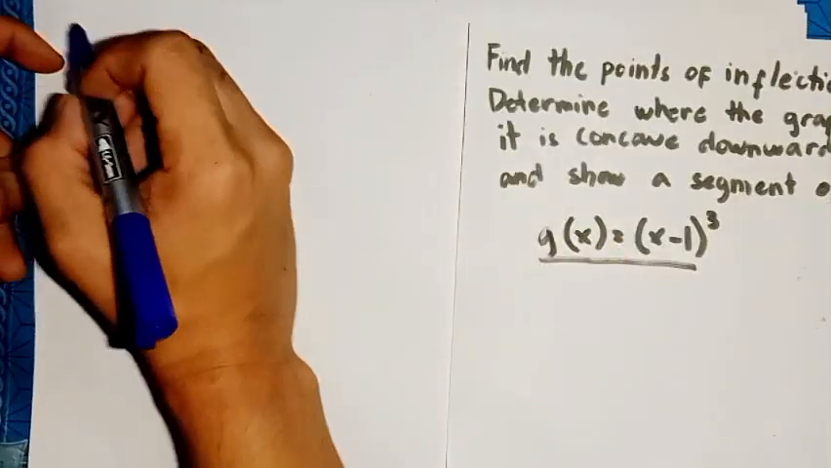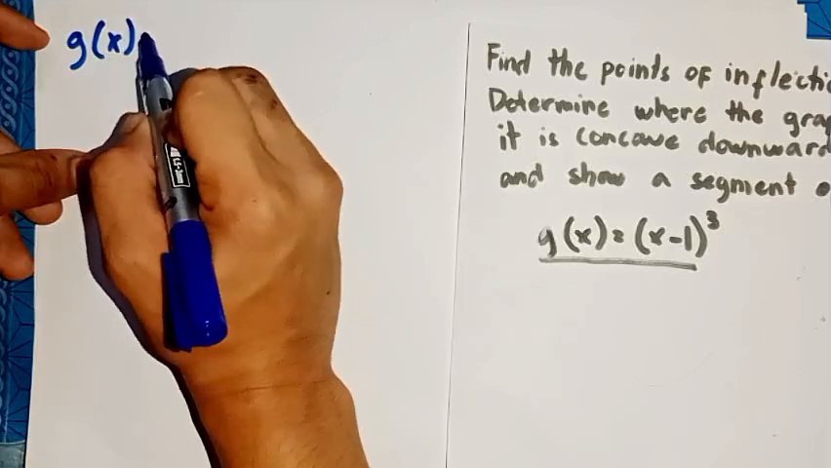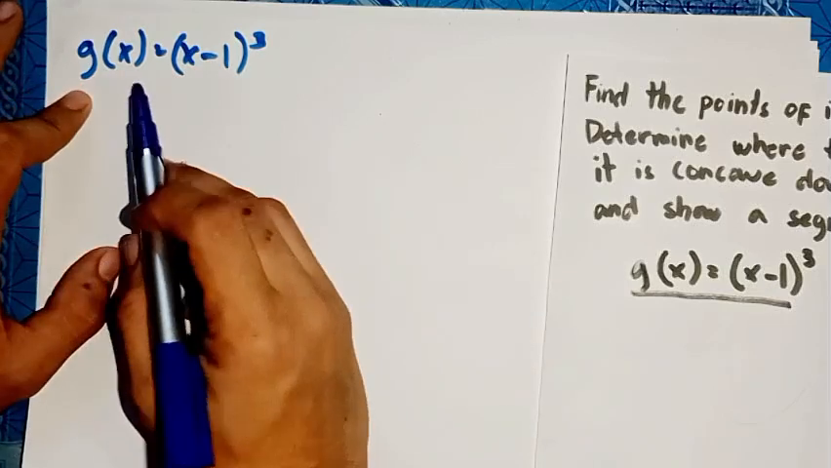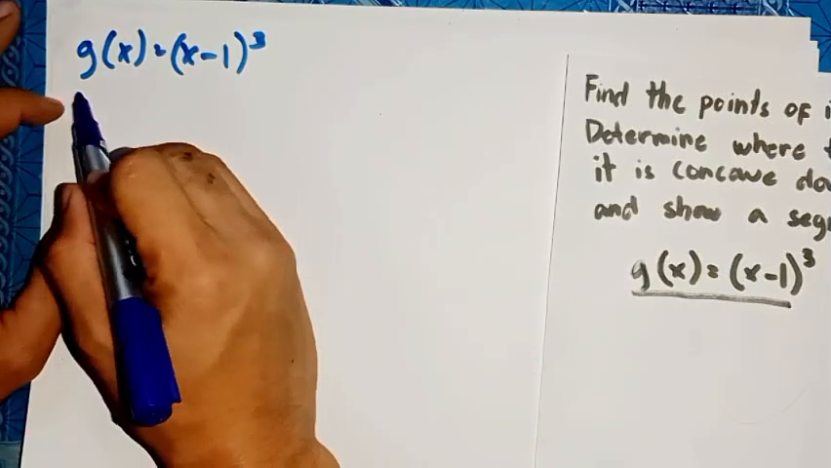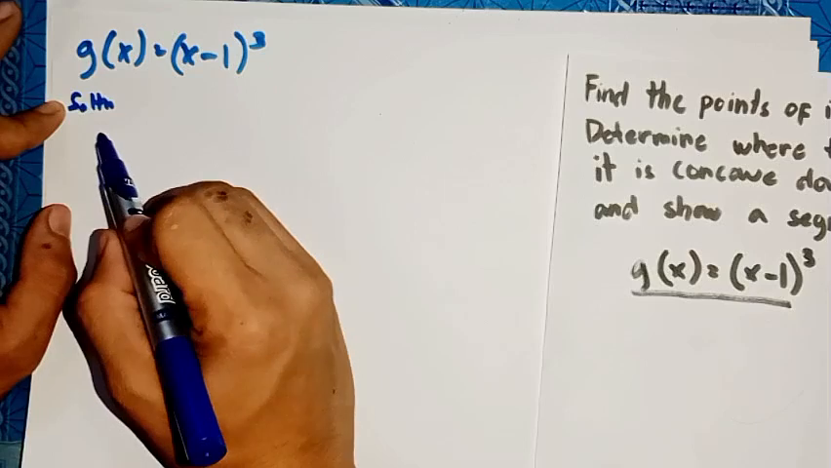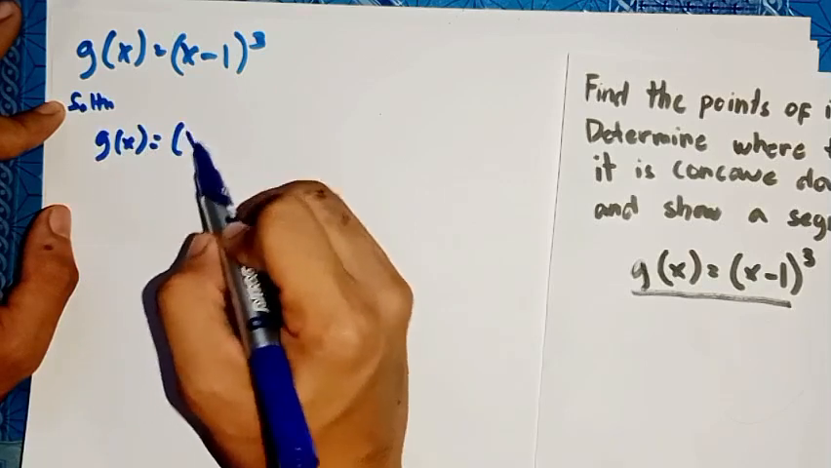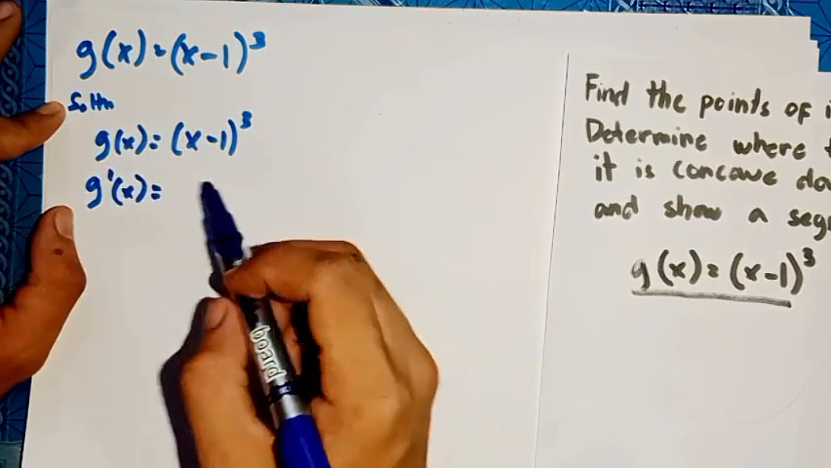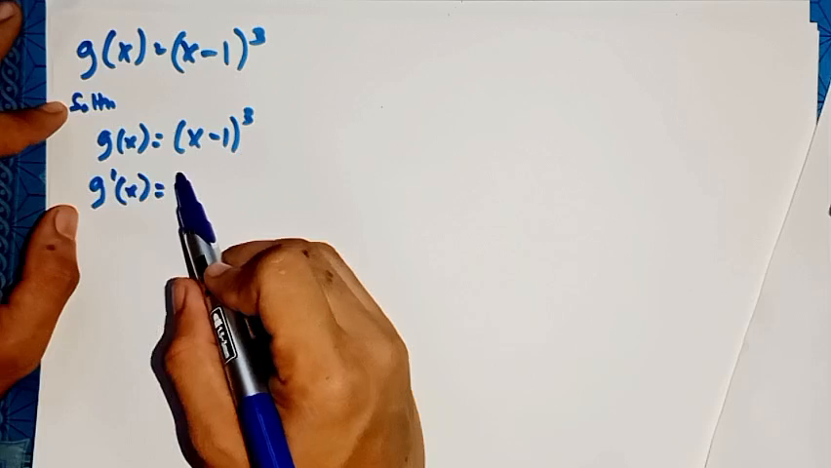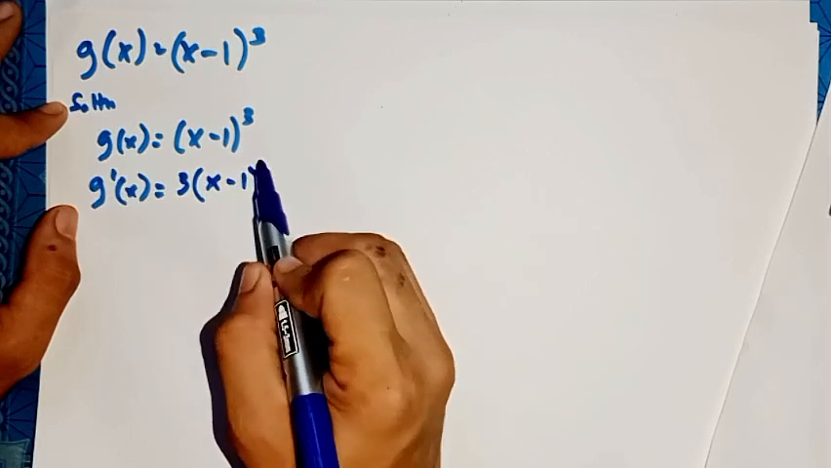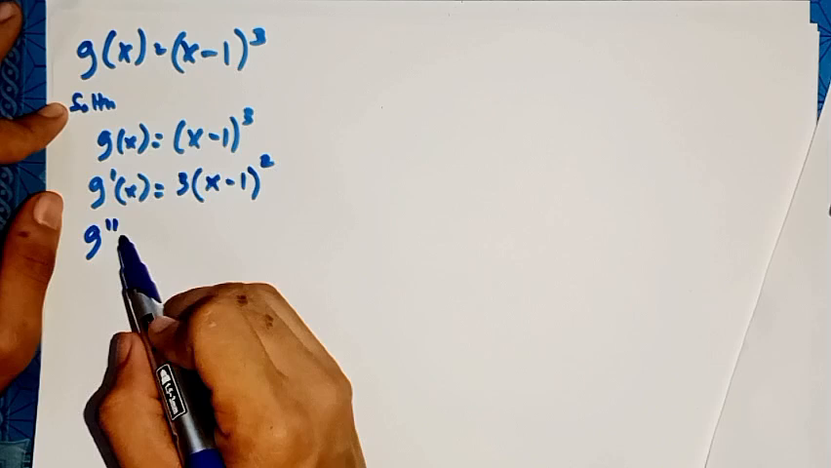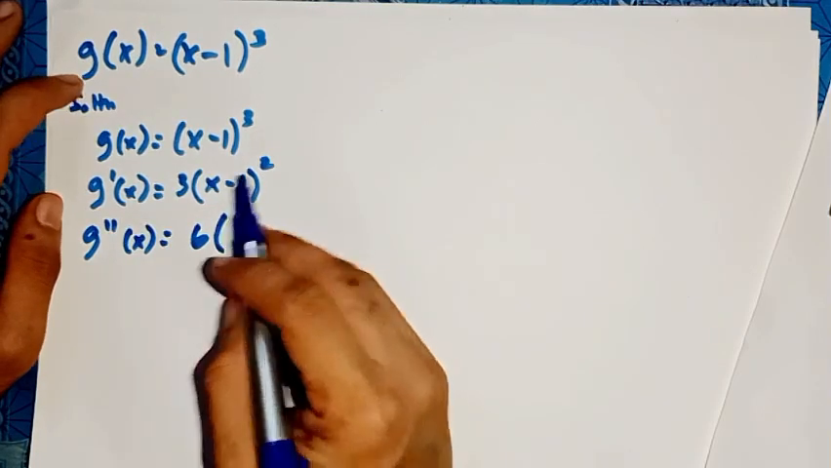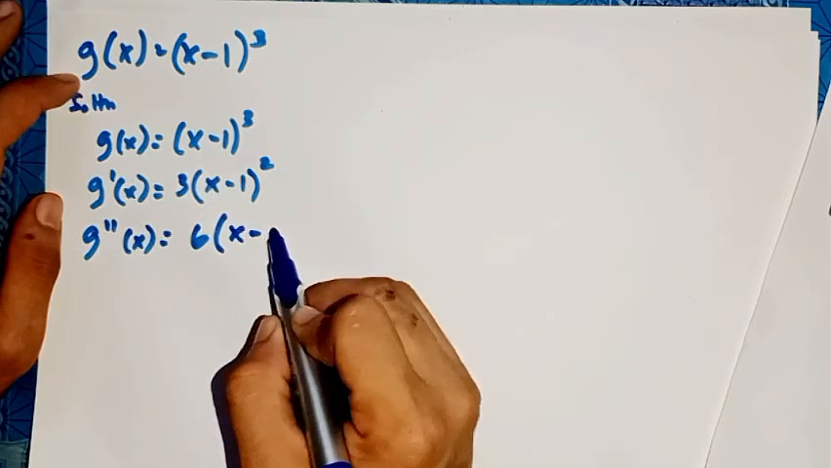Now, to find the points of inflection, let's have first g of x equal to (x minus 1) cubed. Now, let's find first the first and second derivative of this function. So, g of x is equal to (x minus 1) cubed. First derivative, we have g prime of x is equal to 3(x minus 1) squared. And the second derivative, we have 2 times 3, 6. Just apply the power rule. Next is x minus 1.